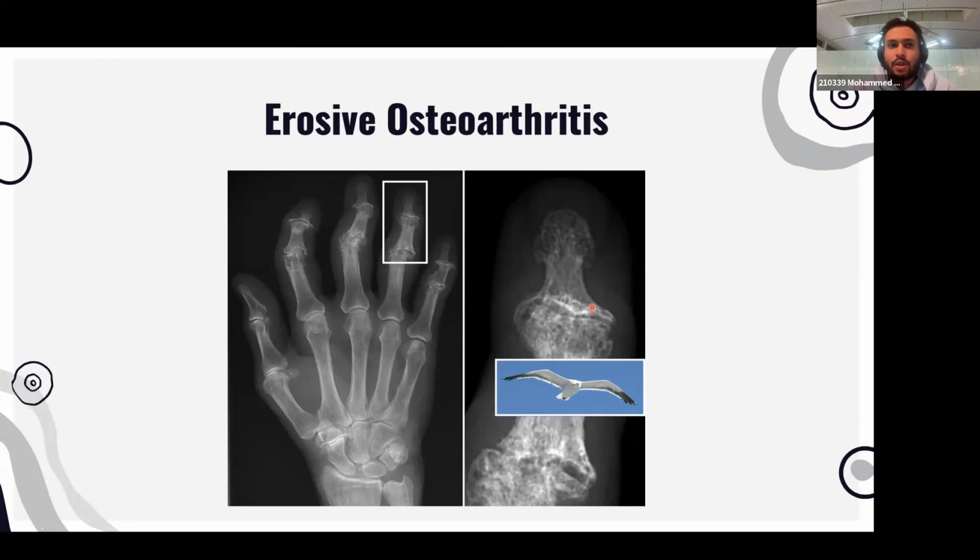So for example, for osteoarthritis, I mentioned it's asymmetrical, it affects the distal interphalangeal joint, it's non-systemic, it's non-inflammatory. Okay, so that's important to differentiate it. Imaging-wise, it's kind of important to remember. And specifically for osteoarthritis, the 4 signs are very important.